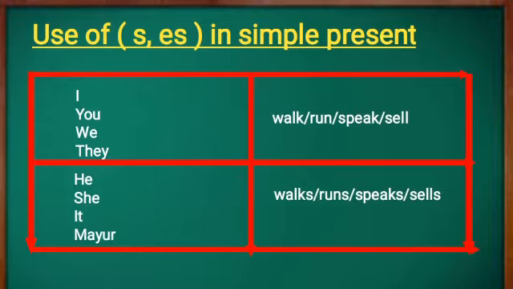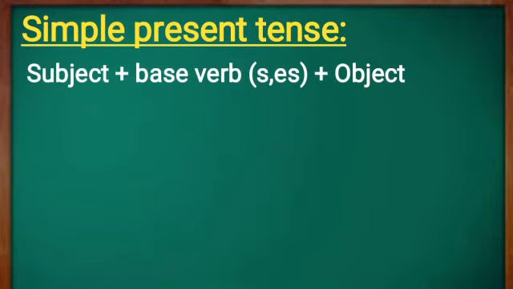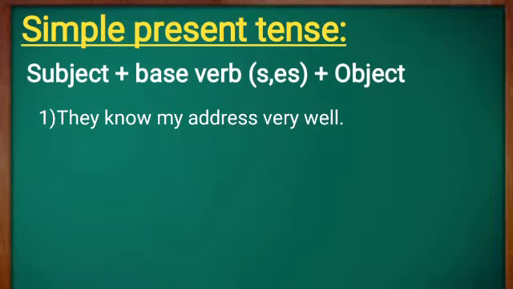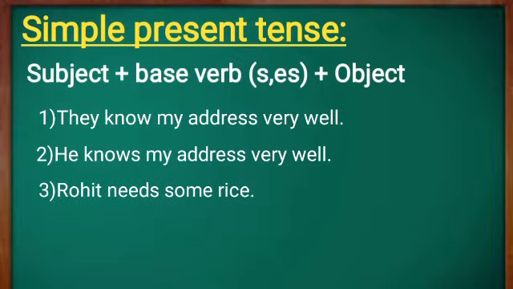Let's have more examples of simple present tense. First example, they know my address very well. Second example, he knows my address very well. And third example, Rohit needs some rice. Now look at all the examples. In the first example, they is the subject, know is the base form of the verb, and my address is the object.